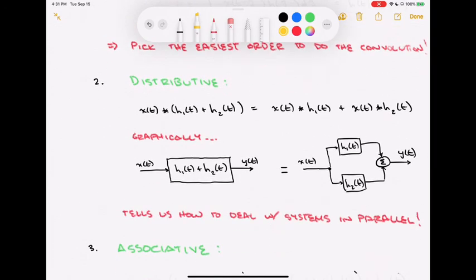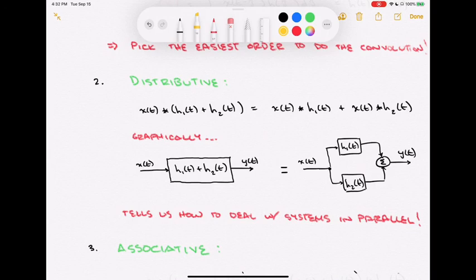Distributive rule. The distributive rule looks something like the following. If x is convolved with the sum h1 plus h2, we can distribute that convolution operation so that the result is x convolved with h1 plus then x convolved with h2. So we can distribute convolution much like you've seen distribution of multiplication back when you were learning algebra.